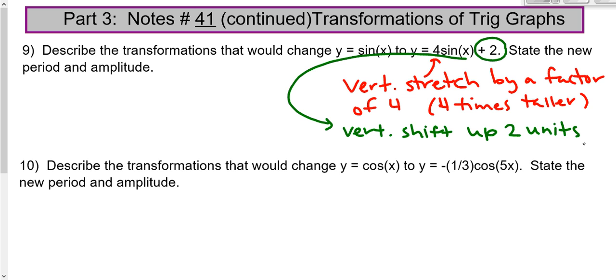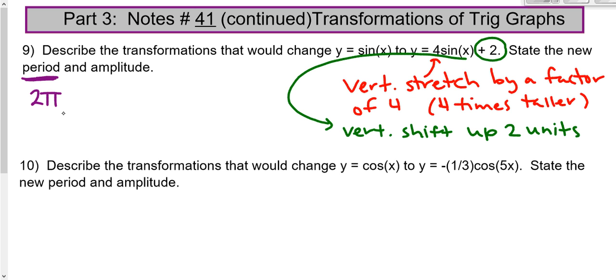Okay. Now remember, the period is the width of one cycle. Does shifting anything up change its width? No. Does stretching it vertically change its width? No. So the period remains as it originally was, and the original period of a sine graph is 2 pi. So the period is still 2 pi.